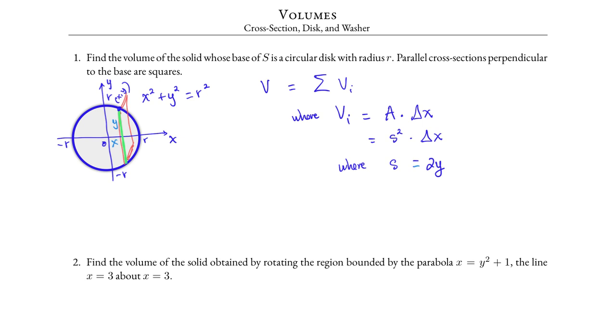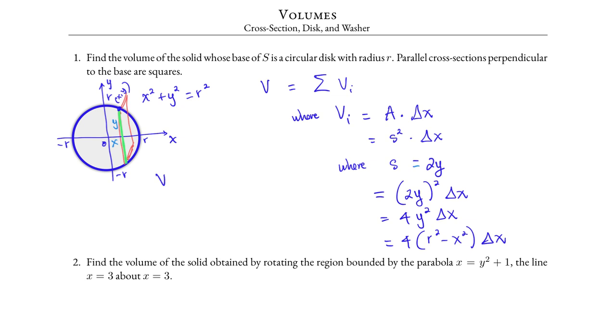Since the volume is S squared times delta x, the volume is therefore 2y squared times delta x. But this is 4y squared delta x. In terms of x, y squared is r squared minus x squared, where we isolated y squared from the equation x squared plus y squared equals r squared. This is only the volume of one representative slice.